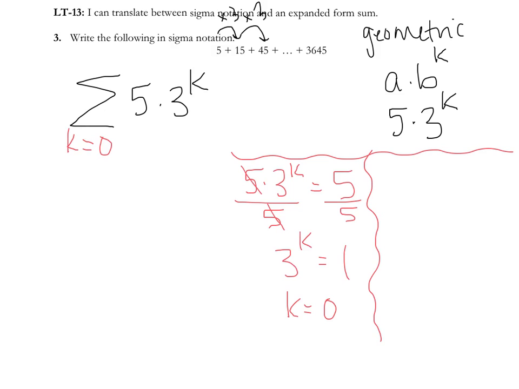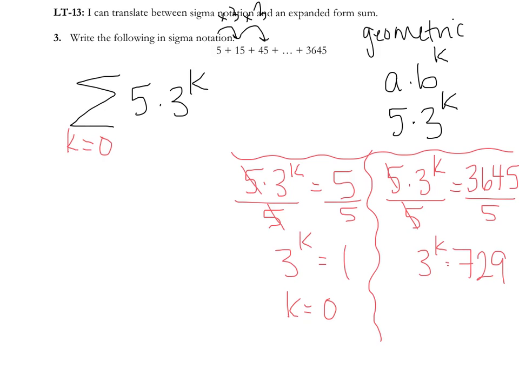So now let's try to figure out what should go on the top of our sigma. So once again, I'm going to take my formula on the inside, and I'm going to set it equal to the last term in the sum, and I'm going to try to figure out what value of k would make this equation true. So the first thing that I'm going to do is divide both sides by 5. So then we need to divide 45 divided by 5, and we get 729.